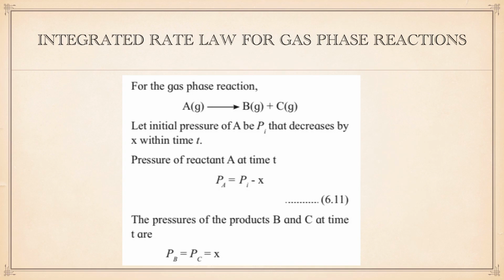Okay. So let the initial pressure of A be Pi that decreases by x within time t. So the pressure of reactant A at time t will be equal to what? Pa, that is equal to Pi minus x. That means initially what was the pressure minus how much pressure has been decreased. So Pa is equal to Pi minus x. So the pressures of products B and C at time t, Pb and Pc, will be having the same pressure. So that is equal to x.